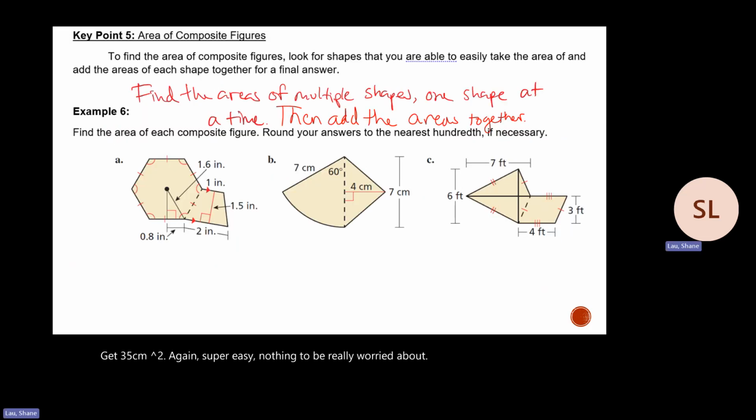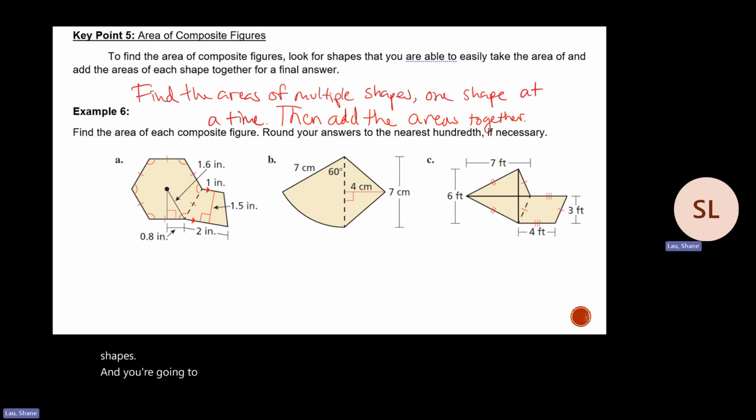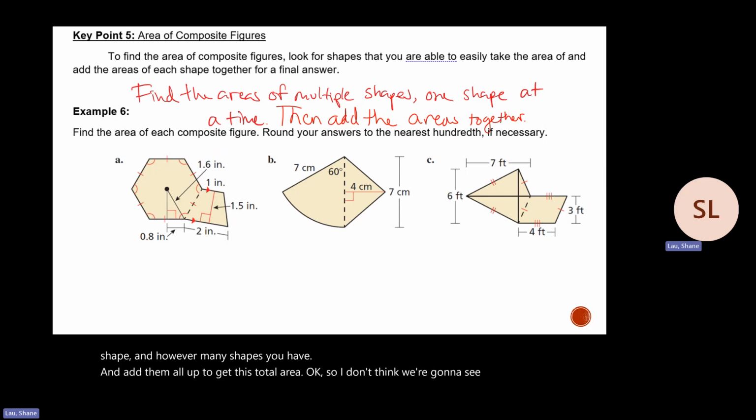But now we have the last concept, 10.5, and this is the area of composite figures. Okay. I really don't think we're going to have a whole lot of this, but it is still a good thing to know and how to solve for it. You're going to take different shapes and figure out the area of one shape, figure out the area of another shape, and however many shapes you have, then add them all up to get the total area. I don't think we're going to see this a whole lot, but like I said, it's just good to know.